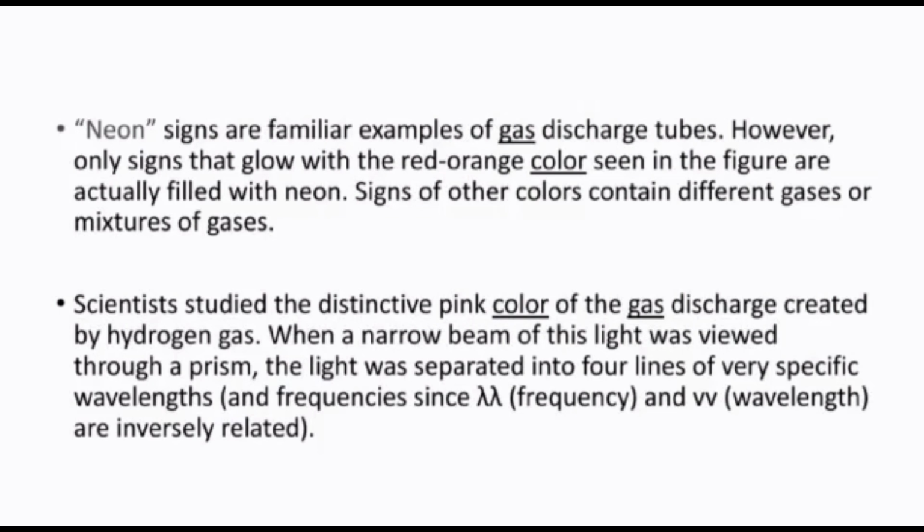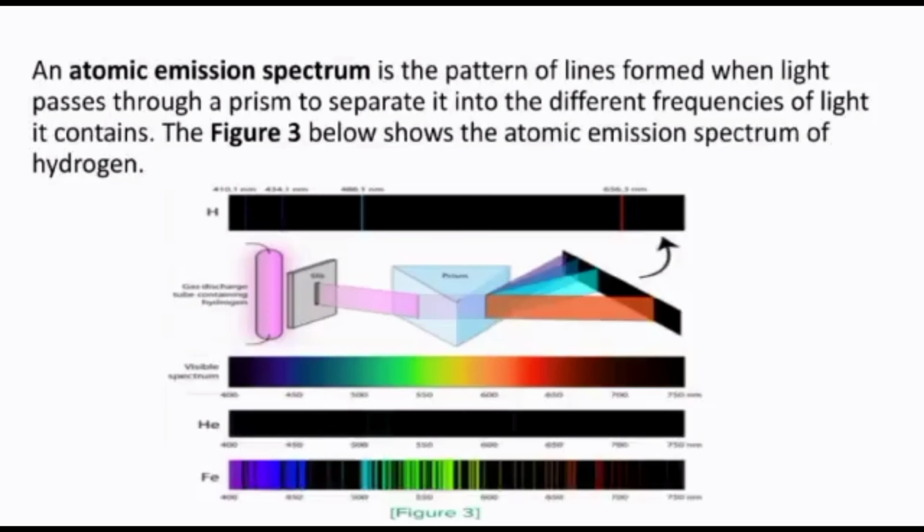Scientists studied the distinctive pink color of the gas discharge created by hydrogen gas. When a narrow beam of this light was viewed through a prism, the light was separated into 4 lines of very specific wavelengths and frequencies, since frequency and wavelength are inversely related. An atomic emission spectrum is the pattern of lines formed when light passes through a prism to separate it into the different frequencies of light it contains.